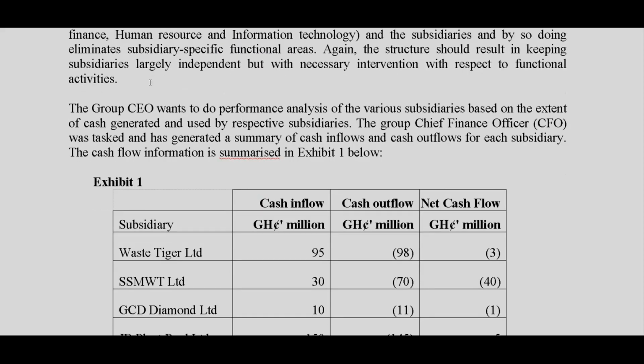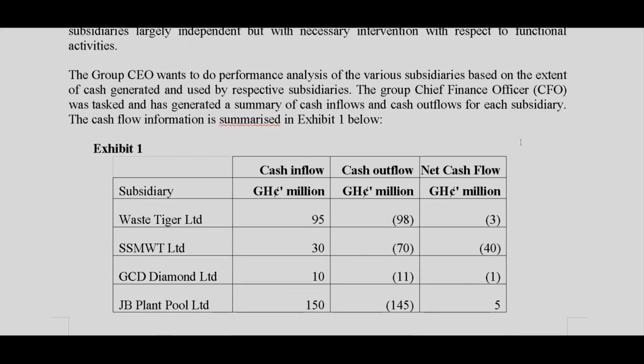Now, the group CEO wants to do performance analysis of the various subsidiaries based on the extent of cash generated and used by the respective subsidiaries. The group chief financial officer was tasked and has generated a summary of cash inflows and cash outflows for each subsidiary.